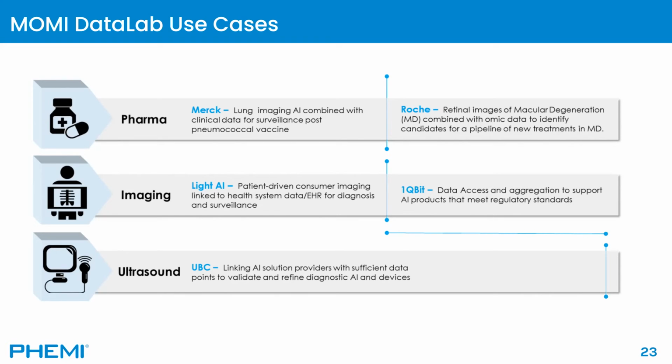We're working with Light AI, which has a consumer-driven iPhone photographic means of diagnosing COVID infection, as well as strep infections and more, directly from an assisted image taken by the end user. And then we're working with 1Qubit, who is a quantum computing company, working on how they can access data and aggregate data to help generate new AI products that they're working on overall.